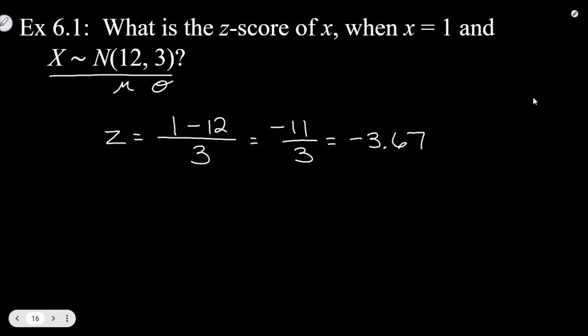3.67. Most of the time when we do z-scores, we're going to round to 2 decimal places, and that's because when we look at the tables, which I'm going to post here after a bit, the tables always have 2 decimal places in them, so that would be our z-score. So what that means is that this particular value, 1, is 3.67 standard deviations below the mean because it's a negative. So that makes it below the mean.